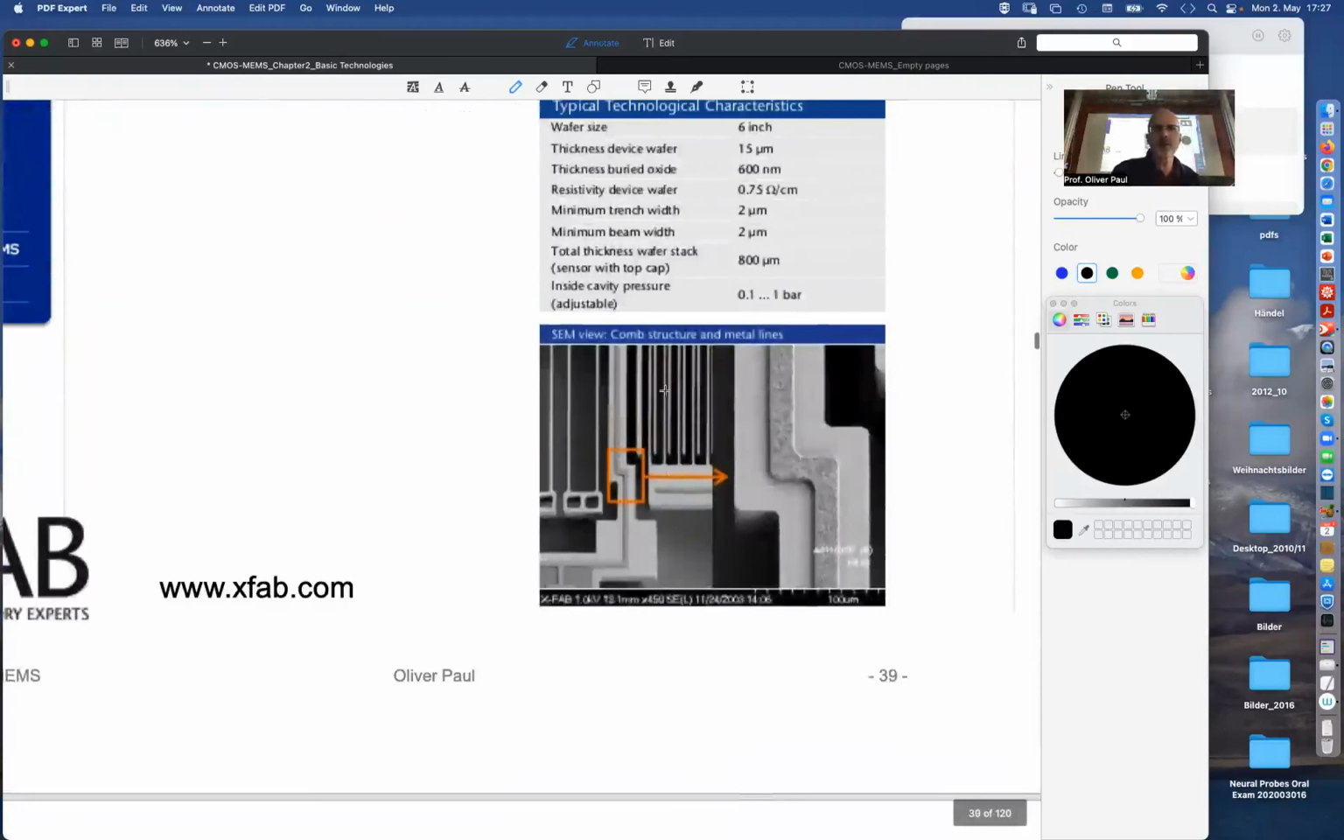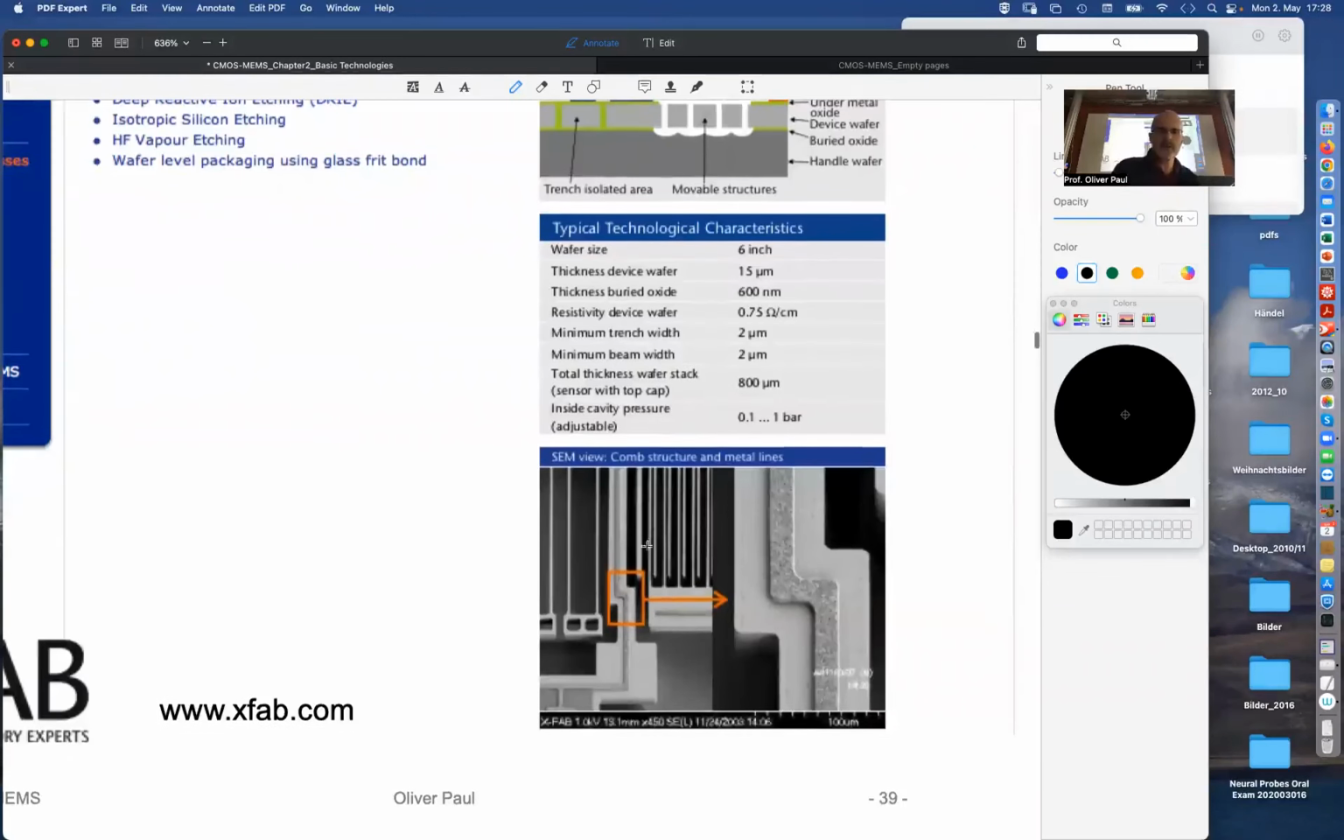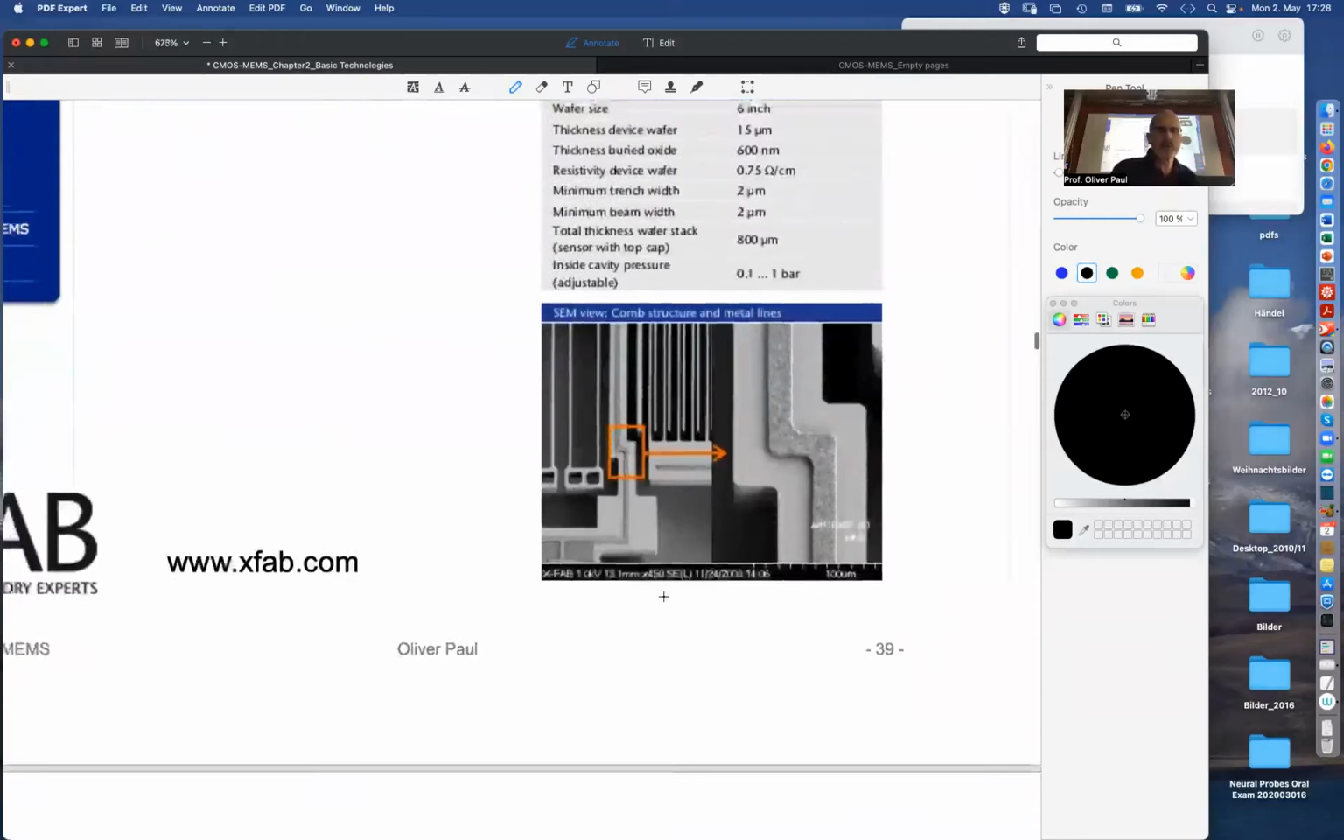Here you see some top view. You see some of those structures, how fine they can be, little beams running over the surface of the structure and being anchored on the wafer sideways, but then able to move with respect to each other to translate some inertial mass effect into an electrical signal.